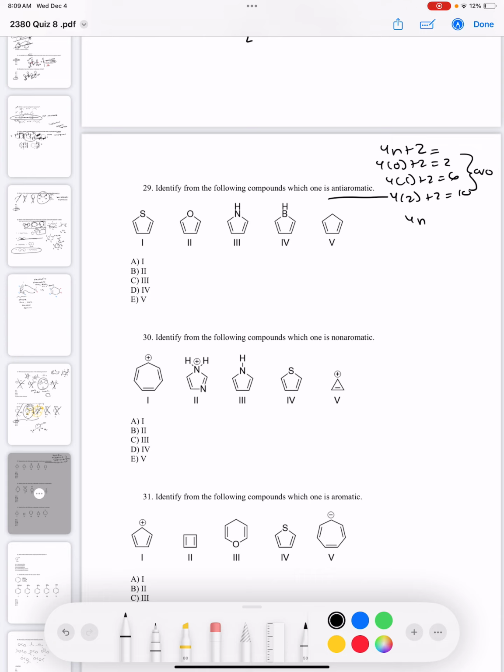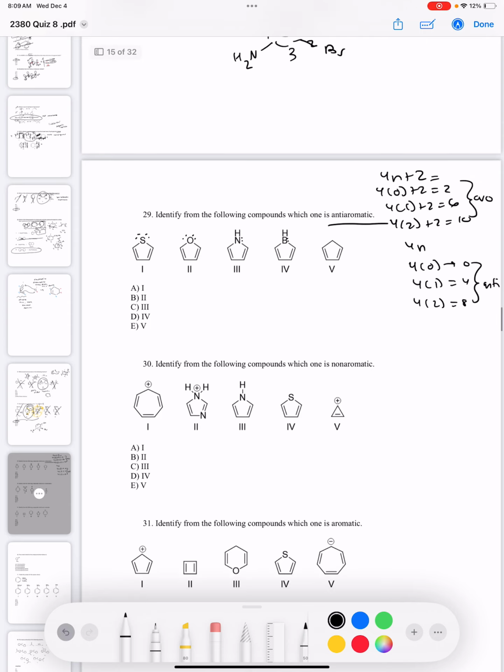If you have 4n, so 4 times 0 is 0, 4 times 1 is 4, 4 times 2 is 8, it's going to be anti-aromatic. So we're looking for something with 4 pi electrons. Something else that helps is drawing in your lone pairs. So I recommend you draw in your lone pairs on a question like this.